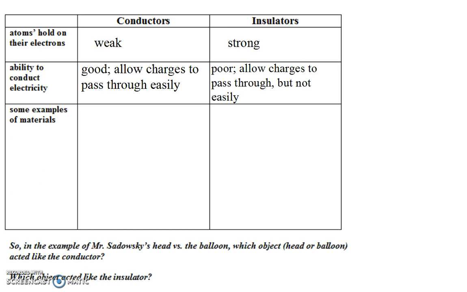To help you visualize this, I like to use an analogy to parenting styles. Let's imagine we have two families, the conductor family and the insulator family. Looking at the conductor family, the parents there are kind of laissez-faire, devil may care about their rules. As long as the kids are safe, they break the rules once in a while. It's not the end of the world.